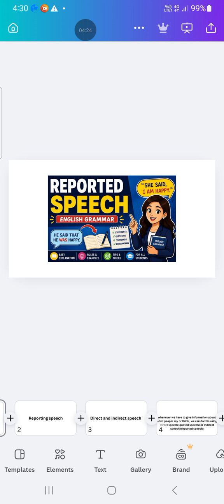Change in modal verbs. Direct speech, will. She said, "I will teach mathematics online tomorrow." Indirect speech, here we use would. She said she would teach mathematics online the following day.